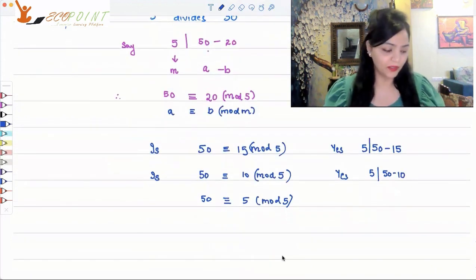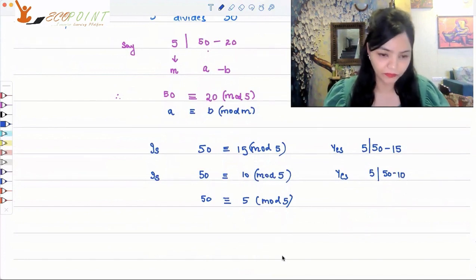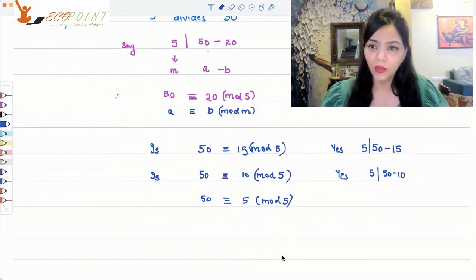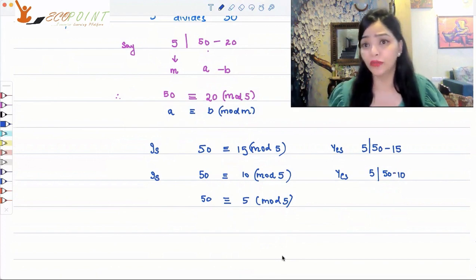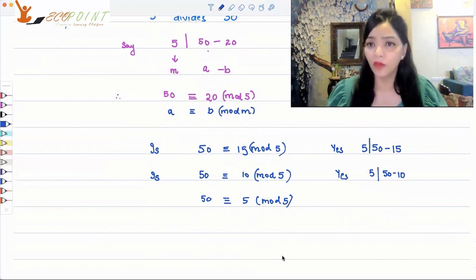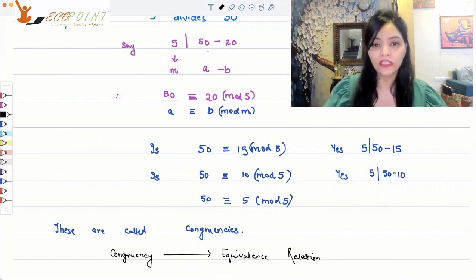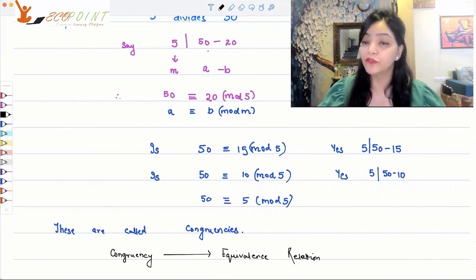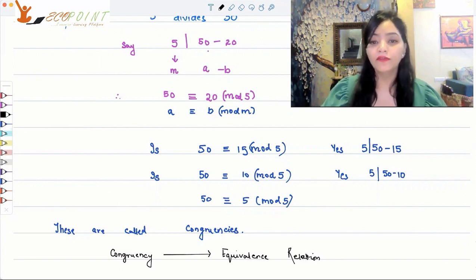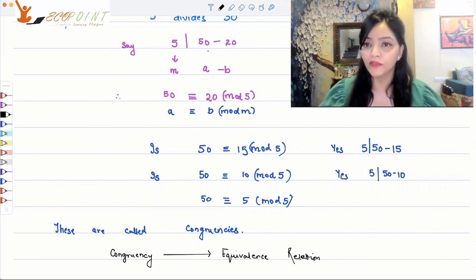So what's happening here essentially, if you notice, what is this relation? 50 is congruent to 15 mod 5. 50 is congruent to 10 mod 5. 50 is congruent to 5 mod 5, so on and so forth. These are called congruencies, and congruency is an equivalence relation.